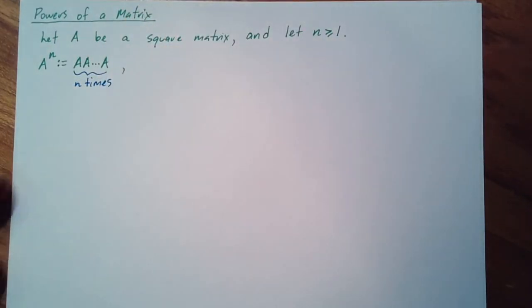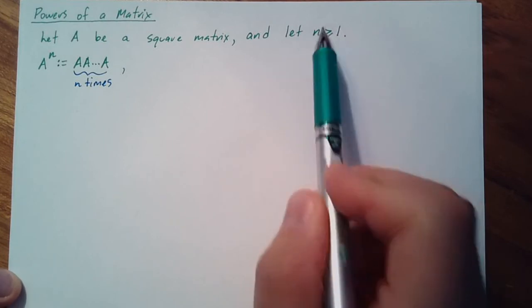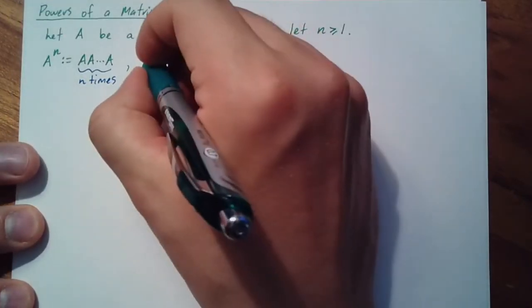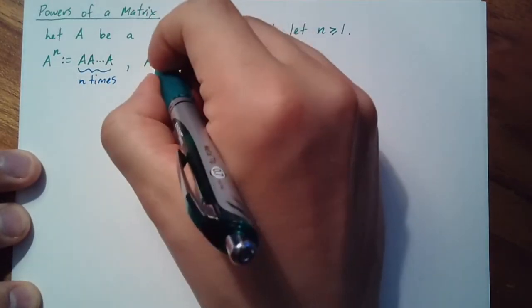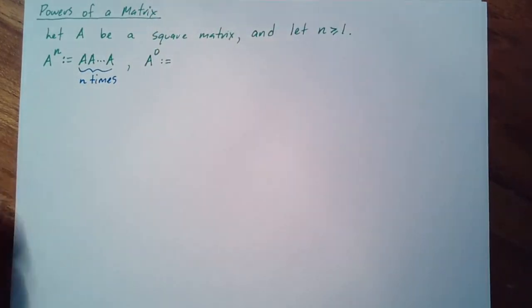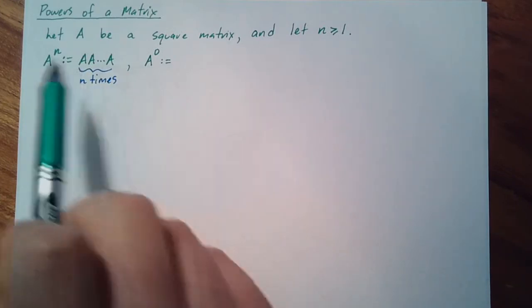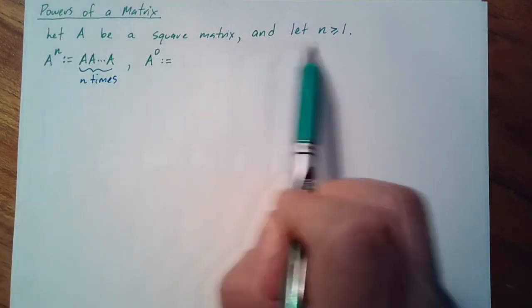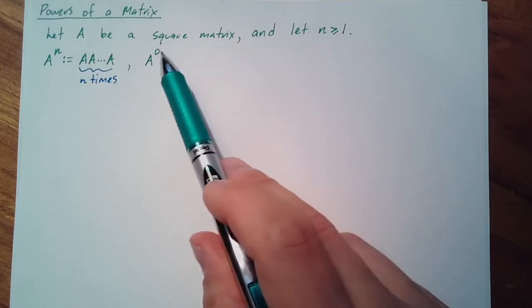But we can do more. We can still take exponents even if the exponent isn't a positive counting number. Like, for example, what if I wanted to take A and raise it to the power of 0? That's actually going to require a separate definition, because that doesn't fall under this definition, because this required n to be a positive counting number. So what do you do if the exponent is 0?